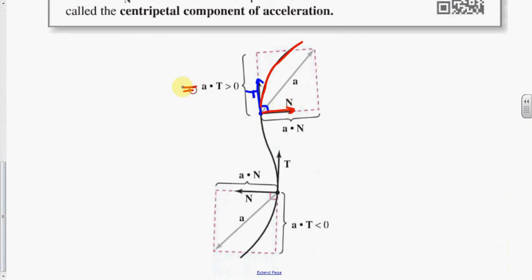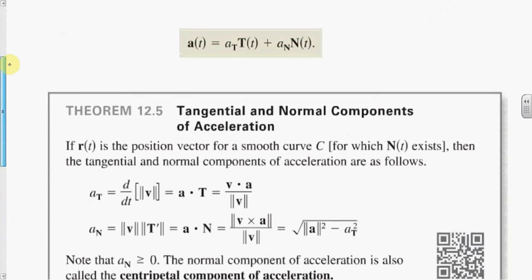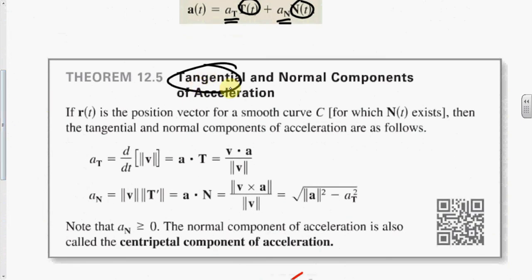So look, this is not red. This is a sub t, and this is a sub n. So if you go back up, the acceleration is said to lie within the plane of the tangent and normal vectors, produced by this linear combination here with the components a sub t and a sub n. A sub t is this tangential component of acceleration, and a sub n is this normal component of acceleration.